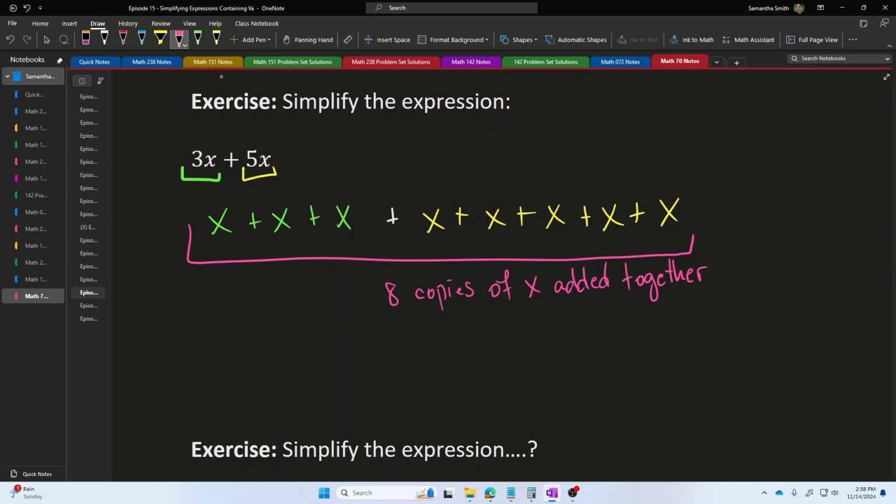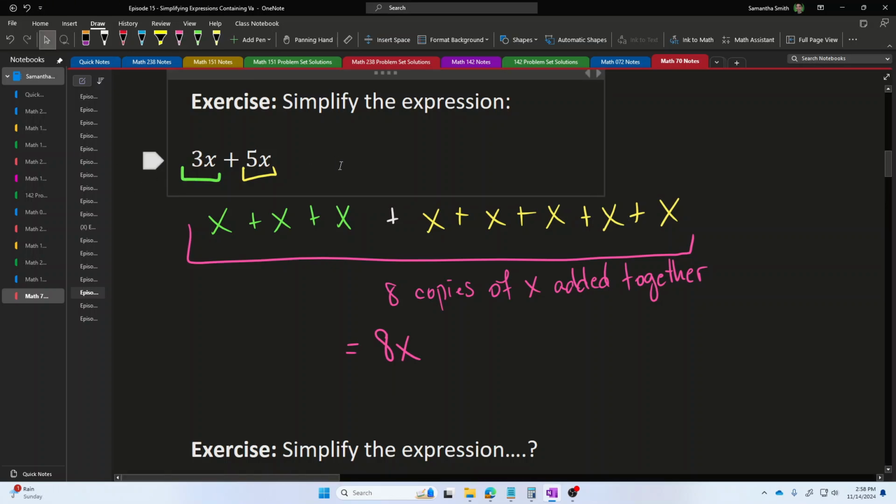But 8 copies of x added together can be represented by the multiplication 8 times x. So in other words, if I have 3 times x plus 5 times x, then those can be combined into 3 plus 5, 8, 8 times x.